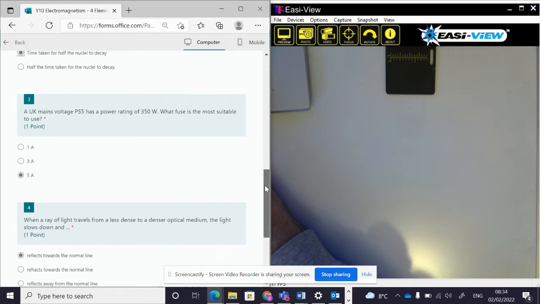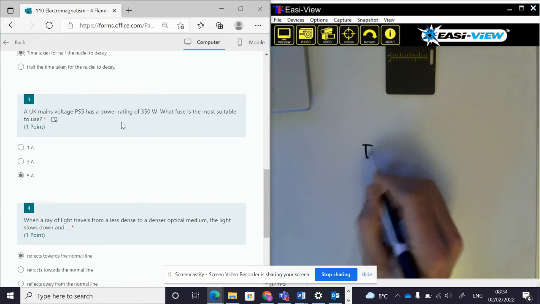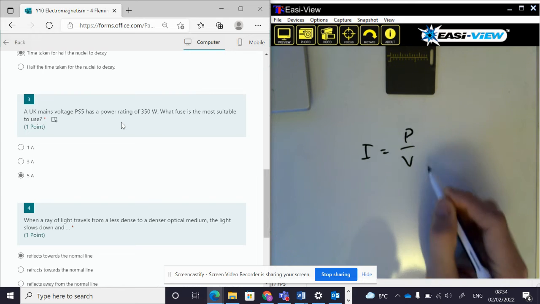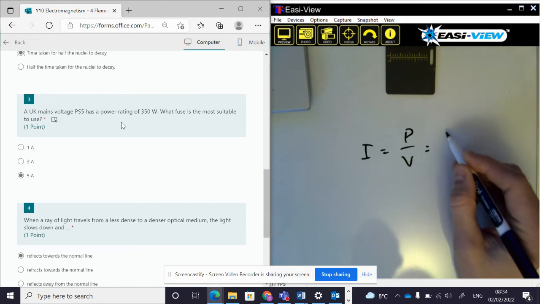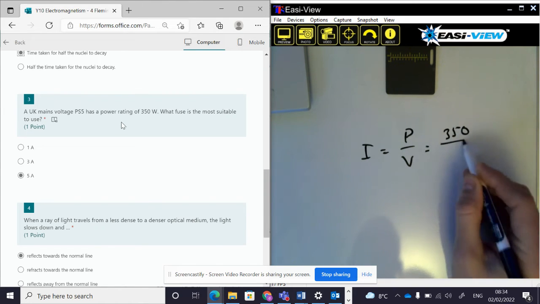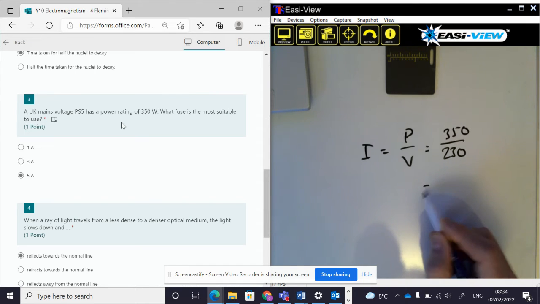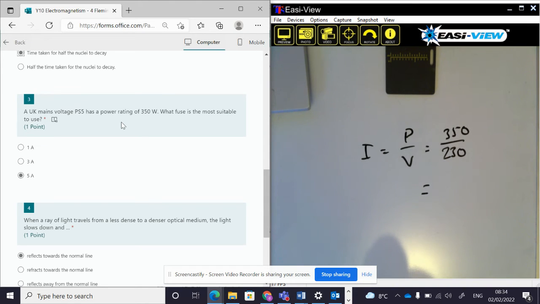UK mains power voltage has a power rating of 350 watts, which fuse is most suitable? So I is P over V, from P equals IV. The power, we're told, is 350, and that's divided by 230. Now, 350 divided by 230 is going to be slightly more than 1, but certainly less than 3.